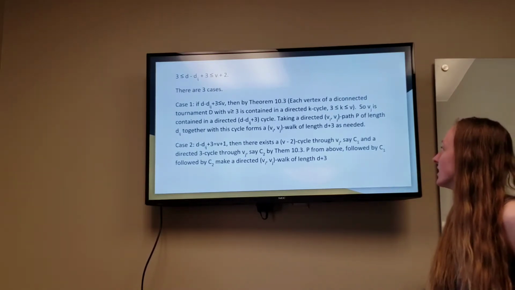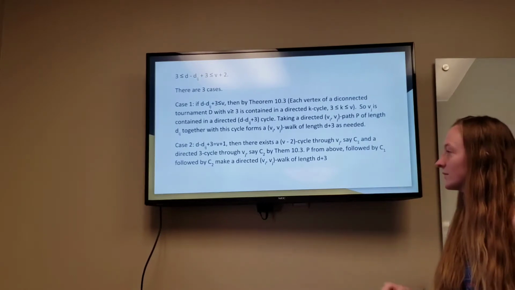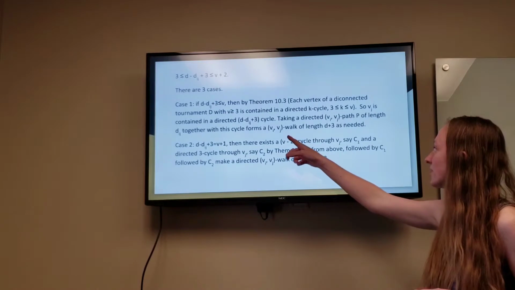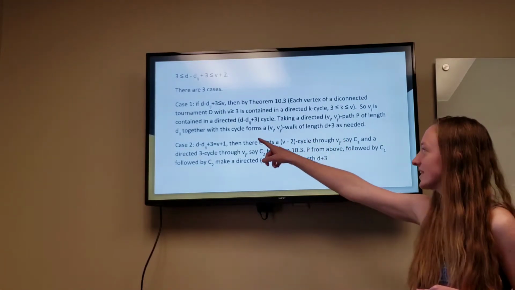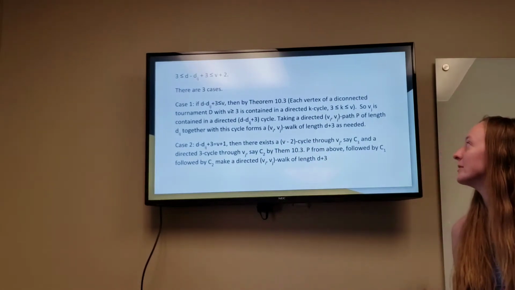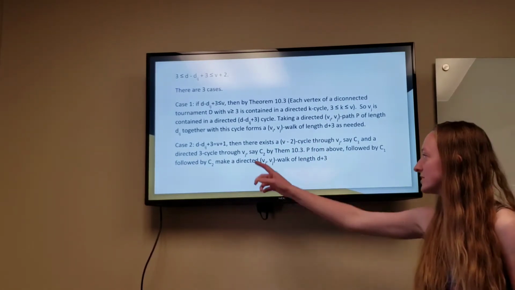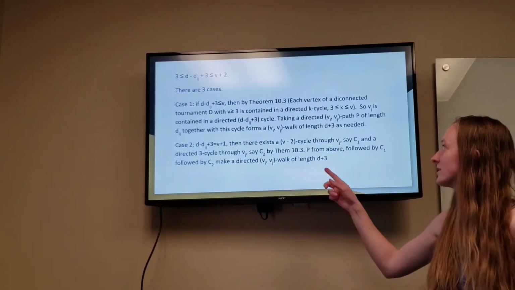And then if you take a directed vi vj path, whose length is just the distance, together with this cycle, you can get a walk of length d plus 3, which is what we need. Case 2 is if it equals v plus 1, and then case 3 on the next slide will be if it equals v plus 2.